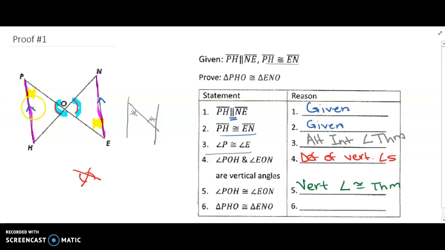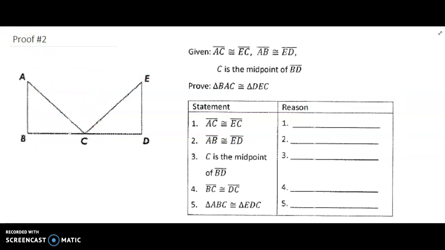Now, if I look at this diagram, I have two angles and a side, and so I can say that these triangles are congruent by the angle side theorem. And the reason it's angle side and not angle side angle is because the known side is not between the two angles. All right, let's look at proof number 2 here.